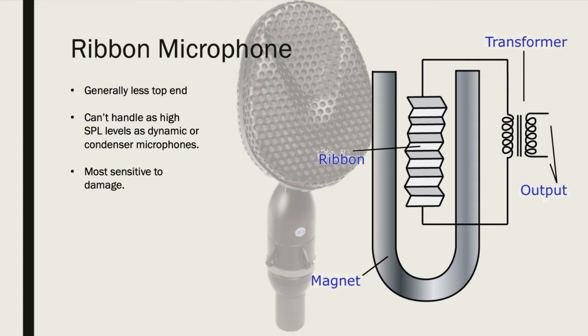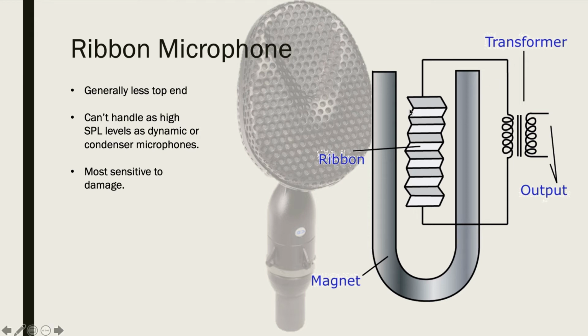Ribbon microphones. So a few things about ribbon microphones. They generally have a little bit less top end, so a little bit less in the higher frequency range. They tend to have a bit of a roll off there, largely due to the technology of it, which is that we're working with magnets here, similar to a dynamic microphone. However, this is in a U shape with a small corrugated ribbon of metal in between there, which is then connected to a transformer, which generates your electrical signal that you can then record.